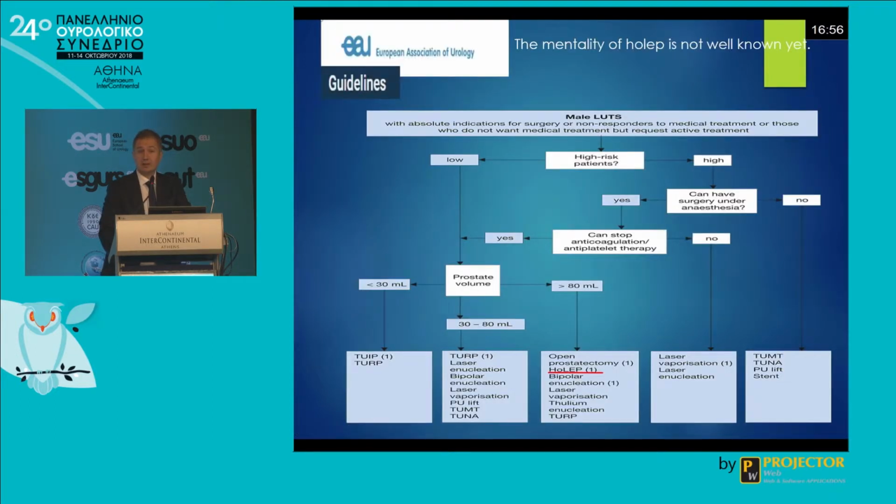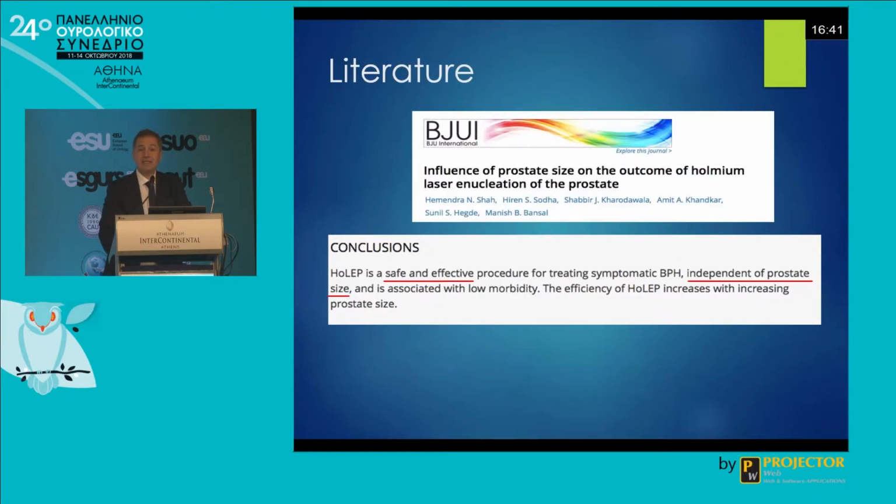But interestingly, you see, according to EAU guidelines, HOLEP is recommended only for large prostates. But please look at the new literature, new articles. You see that they concluded that HOLEP is a safe and effective procedure for treating symptoms of BPH independent of prostate size and is associated with low morbidity. The efficiency of HOLEP increases with increasing prostate size.